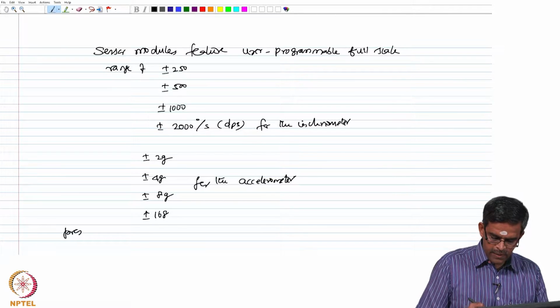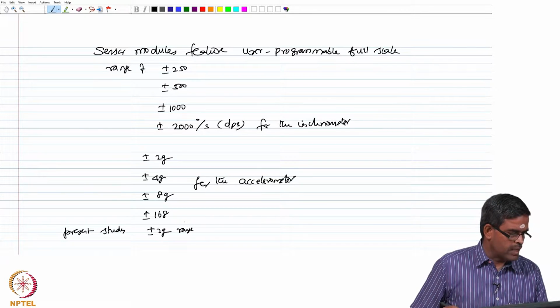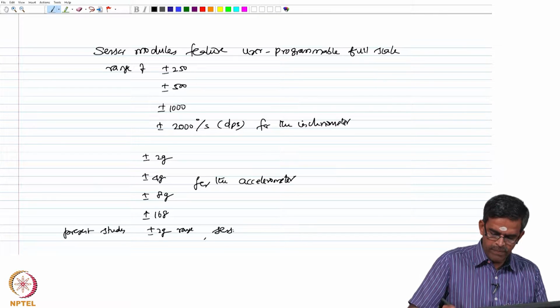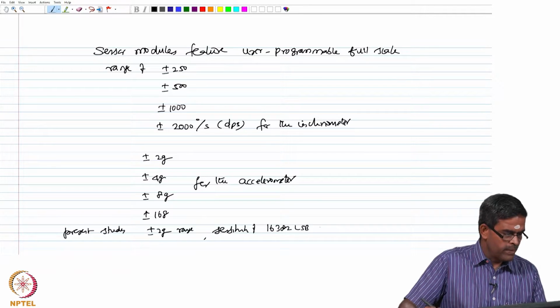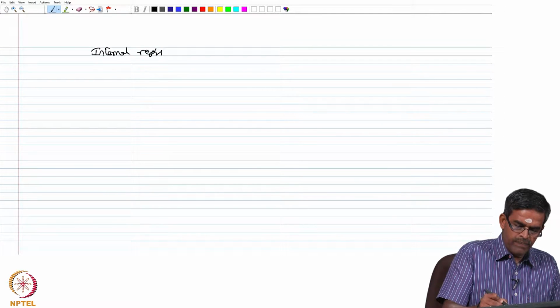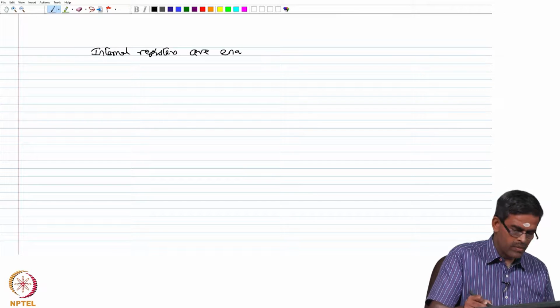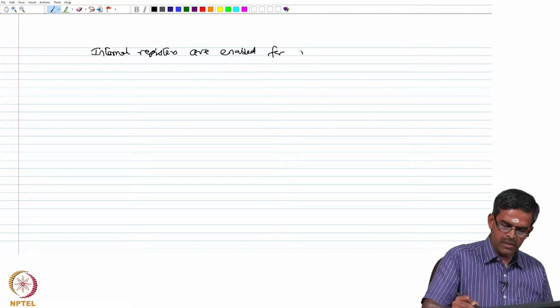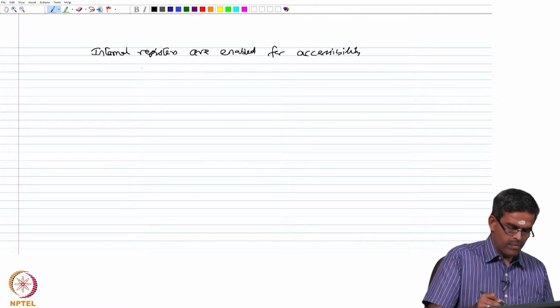So, the present study focuses on plus minus 2G range for accelerometer with sensitivity of 16382 LSB per G. Internal registers for memory are enabled for accessibility. We have used I2C at 400 kilohertz.